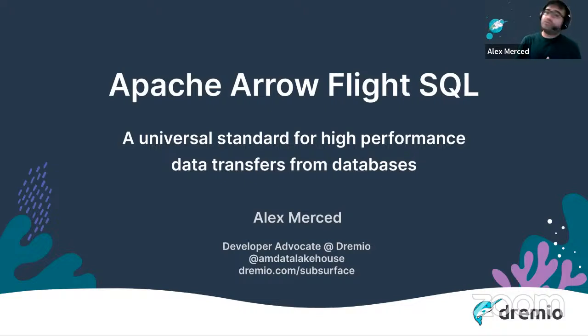Now, today what I want to do is talk about Apache Arrow Flight SQL, a universal standard for high performance data transfers from databases. So the idea here is basically we want to transform the way that different technologies transfer data between each other, so that we get better performance, but also an easier quality of life when it comes to interacting with our data sources.